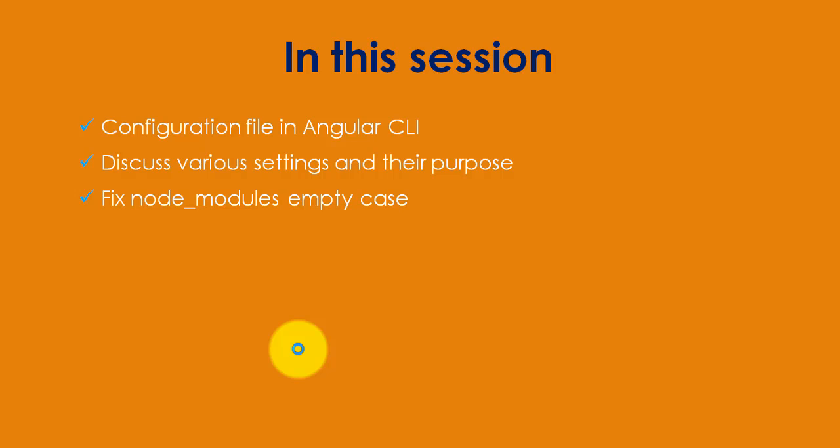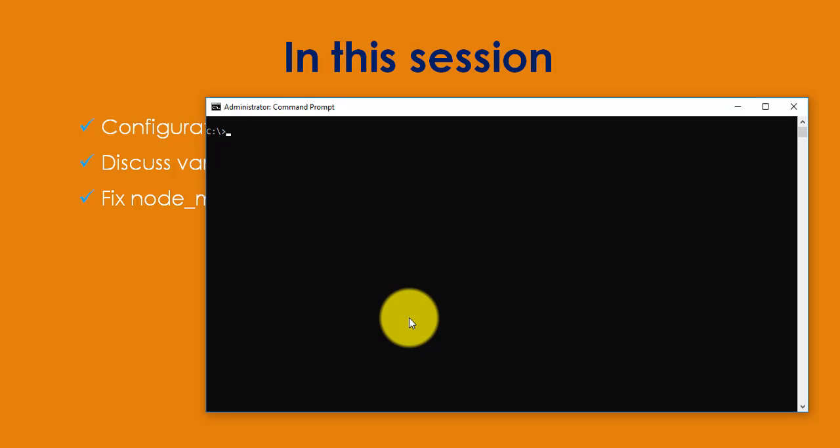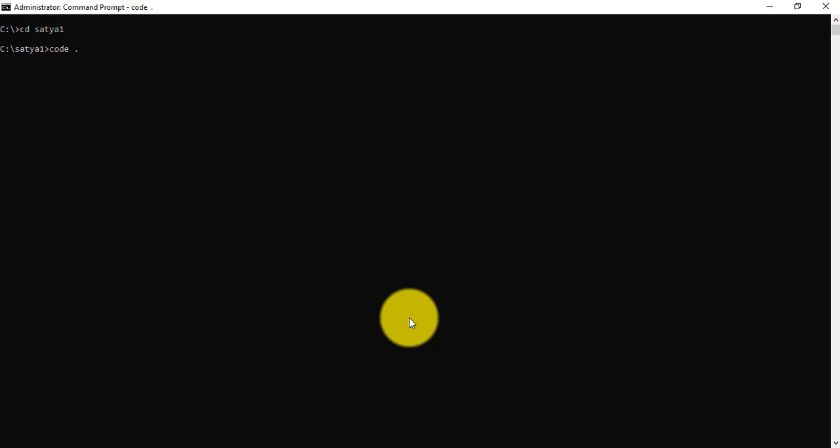In this session I'd like to talk about a few points: the configuration file in Angular CLI, its various settings and their purpose, and how to fix the node_modules empty case. Before that, I'll open my command prompt as an administrator. I just want to open my previous Angular application, that is Satya 1.